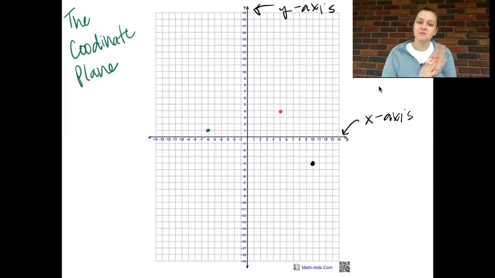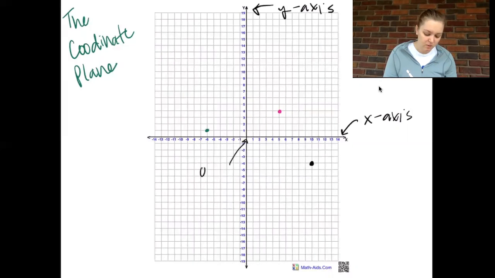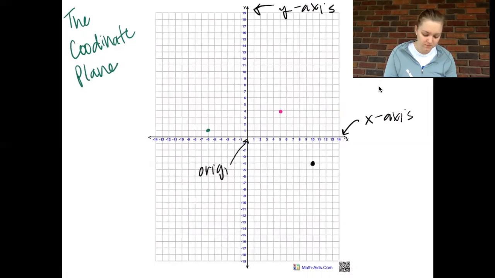Then something very important that we need to know is where those two number lines intersect. Where they cross is called the origin. So this point right here in the middle, right where they cross, is called the origin. And this is stuff we should all hopefully remember from fifth grade.